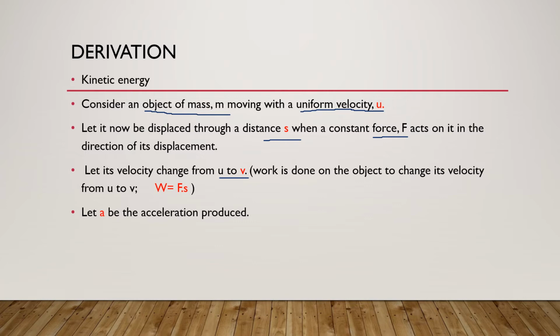Now, the fourth one, let a be the acceleration produced. So that is also important. Now we are talking about when there is a velocity change. When there is change in velocity, obviously acceleration will be there. These are some basic things that we have already discussed in the motion chapter. Whenever change in velocity occurs, acceleration will be developing. So let a be the acceleration produced. I hope you understand all these four points. Now we move on to the next slide.